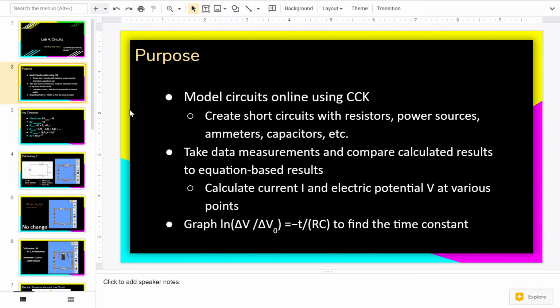Purpose. The purpose of this lab was to model circuits online using the Circuit Construction Kit. We were to create short circuits with resistors, power sources, ammeters, capacitors, etc. We were to take data measures and compare calculated results to equation-based results. During this lab, we had to calculate the current I and electric potential V at various points. The final part of this lab was to graph the natural log of the electric potential over the initial electric potential to find the time constant RC.